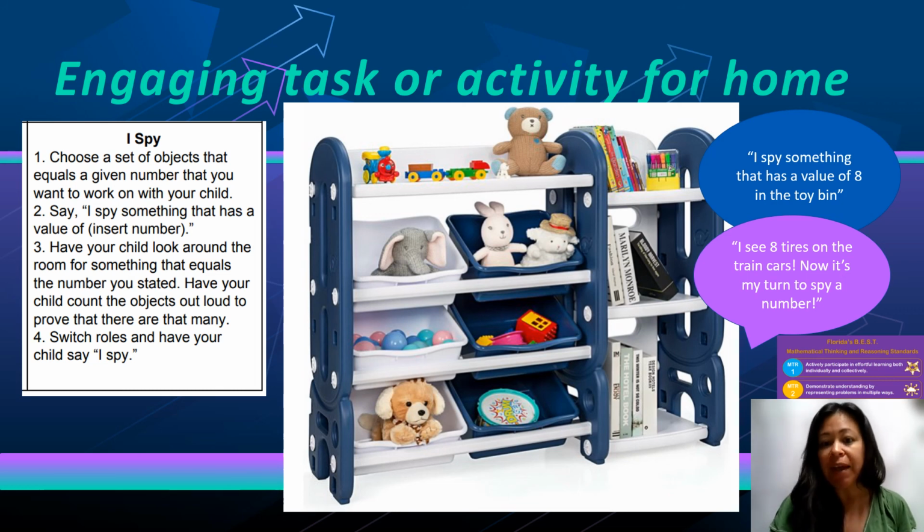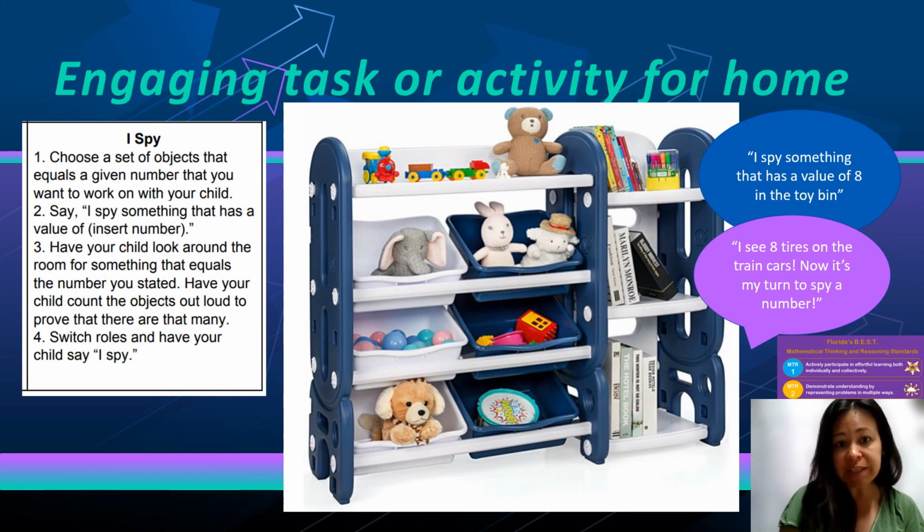So again, if we had to give a hint, I'm thinking of something that has a value of 8 and it's yellow. That might guide the student into thinking more towards the yellow tires in that picture or on their toy shelf. And then the student would say, I see 8 tires on the train cars. Now it's my turn to spy a number. And then you would switch. So even though students are not at school, these would support MTRs 3 and 7. 3 is complete tasks with mathematical fluency, and 7 is apply math to real world concepts, which we're always looking for.